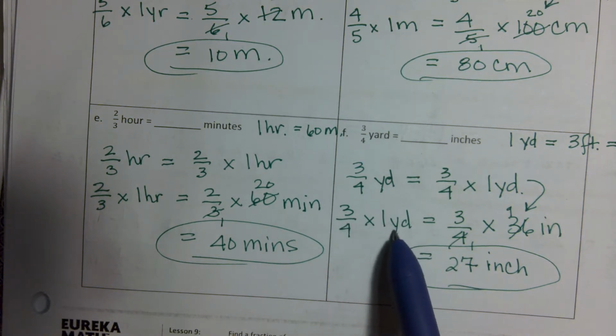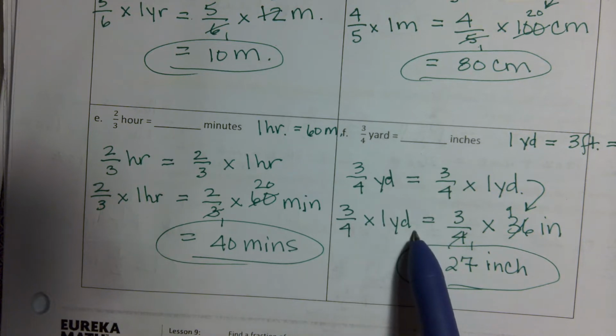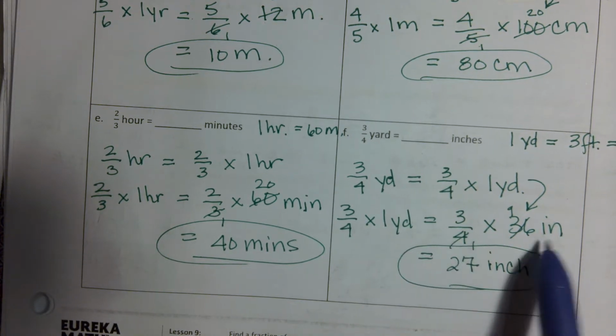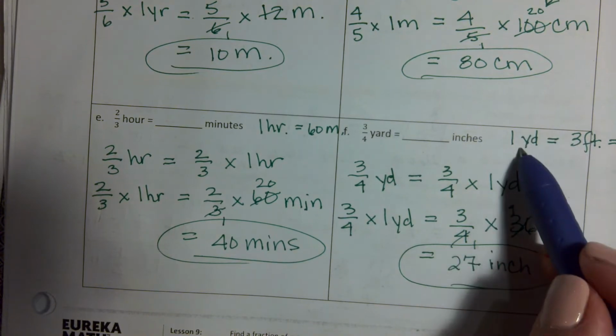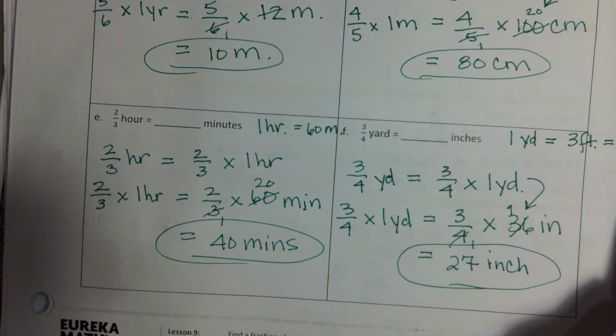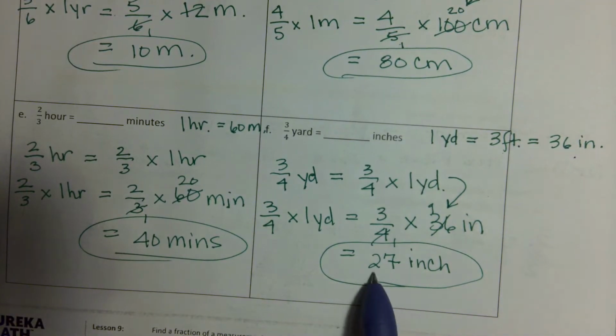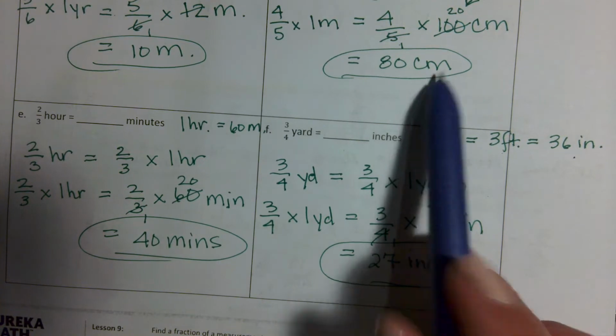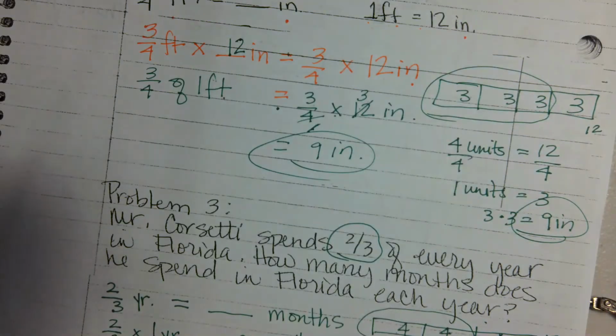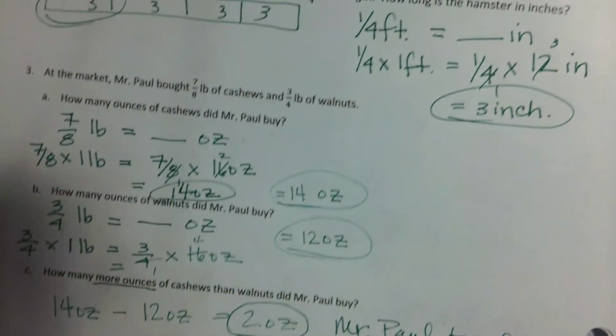3/4 of a yard: 3/4 times 1 yard is equal to 3/4 times 36 inches. And I got 36 inches because 1 yard is equal to 3 feet, which is equal to 36 inches. It comes to 27 inches. Notice I labeled each one of my answers and I circled. That way I don't get confused on what my answer is.